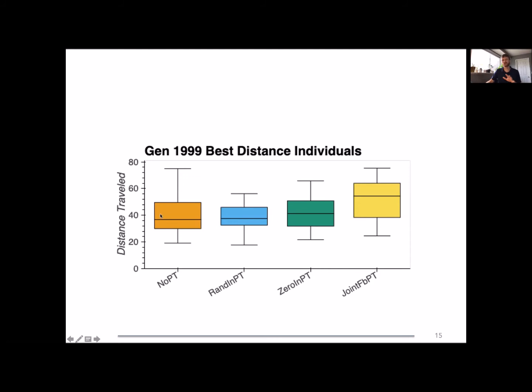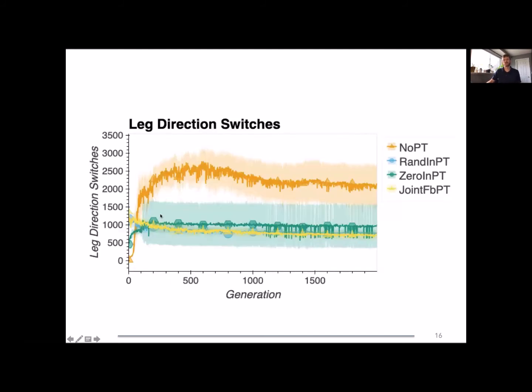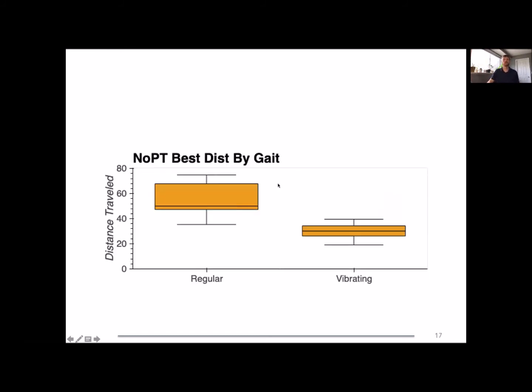And that's primarily due to this. The leg direction switches are quite different between pre-training and evolution. So with pre-training, the number of direction switches, and that's kind of how many times you're swinging your legs from front to back, is significantly different. It turns out when we look at the best individuals for that, we actually see that there's a combination. 10 of the 20 replicates have regular walking or trotting gaits, and 10 of them have vibrating gaits.